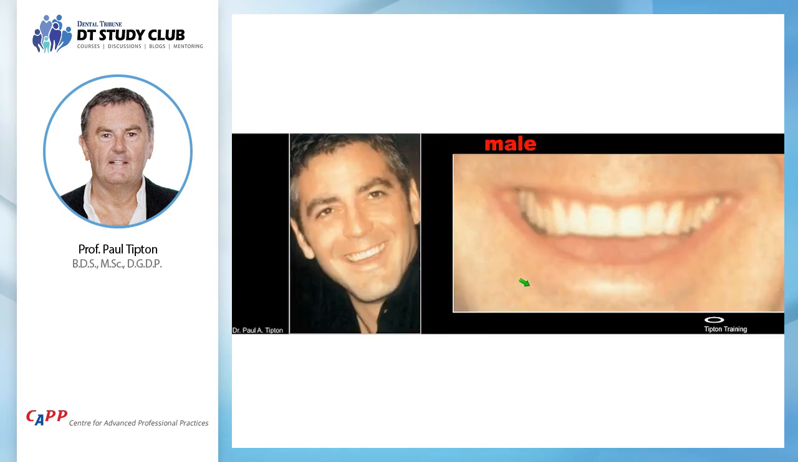So here's George Clooney with a very, very flat smile line. It goes flat across. It doesn't follow the lower lip, but this is acceptable for males. If you were to go and do a male with a very curved smile line that followed the lower lip, it would look totally false. It would look too feminine.